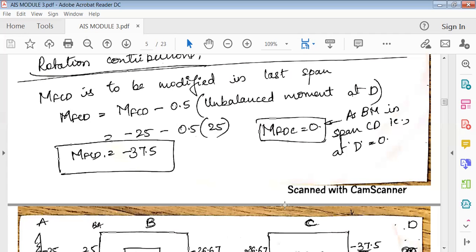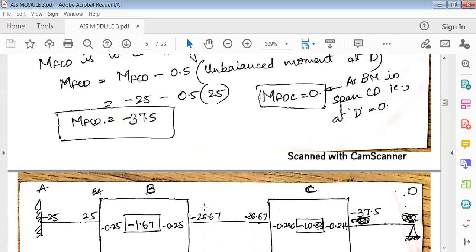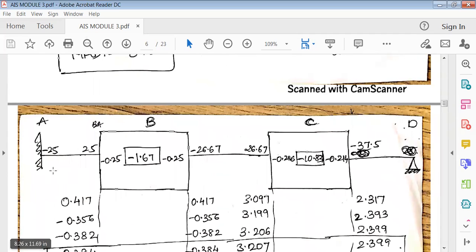Now we have to write it in the rotation contributions. Next, you have to again draw the moment figure as usual. So again, for B and C, draw two bigger squares. Joint D, show it as a simple support only. I can show it as a roller support, hinge support, or simple support, which is no problem. Either of the ones you have to show.